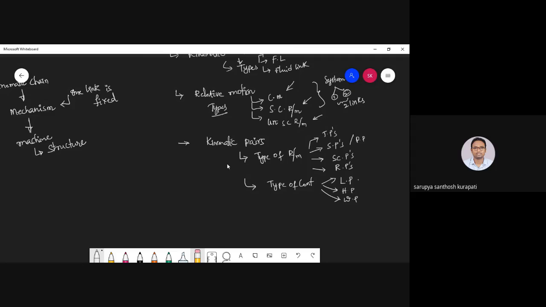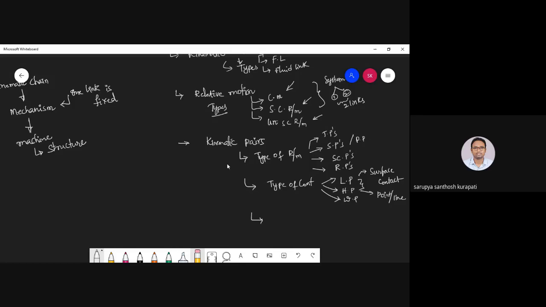The difference between lower pair and higher pair is that if it is a surface contact, we are going to call it a lower pair. Higher pair is a point or line contact between two links. If the contact is point or line, then we call it a higher pair. Wrapping pair is a combination of higher pairs, that means points. Example, I said wrapping of elastic material on a rigid body.